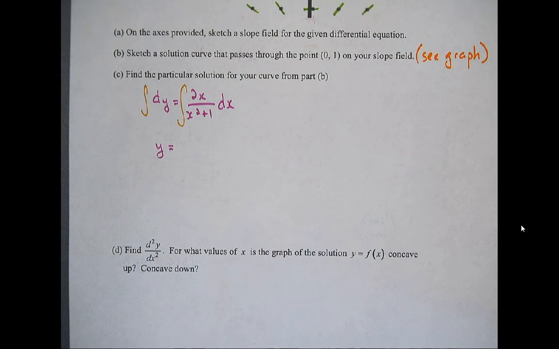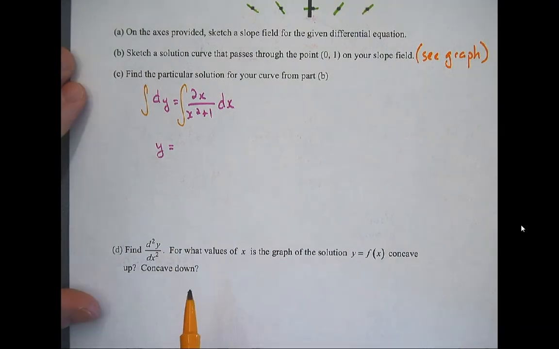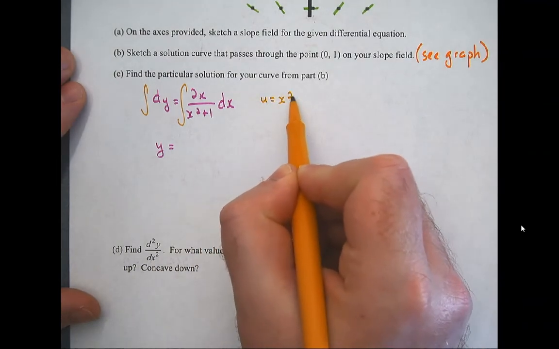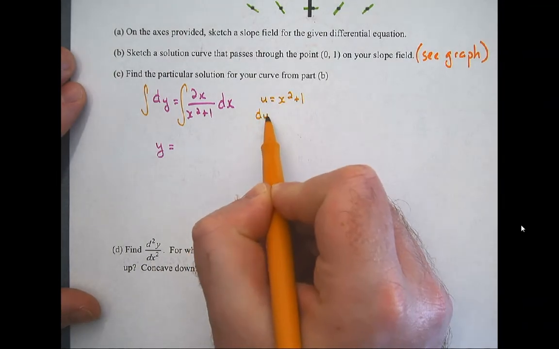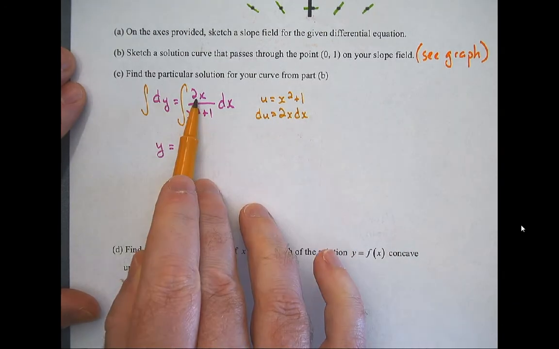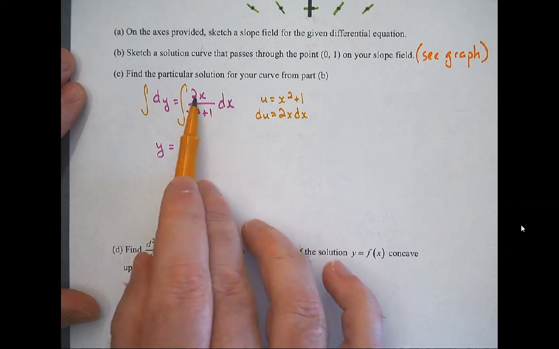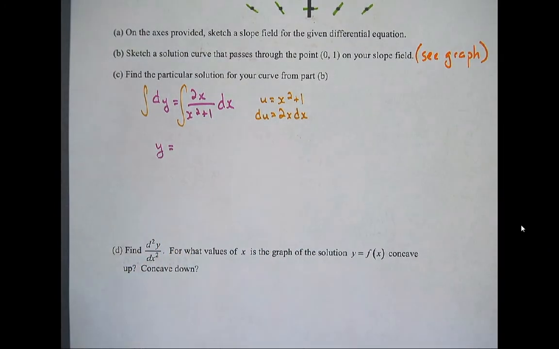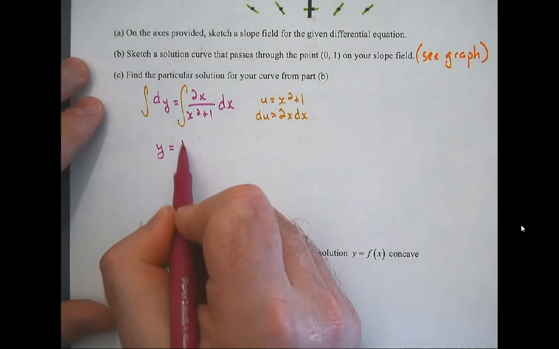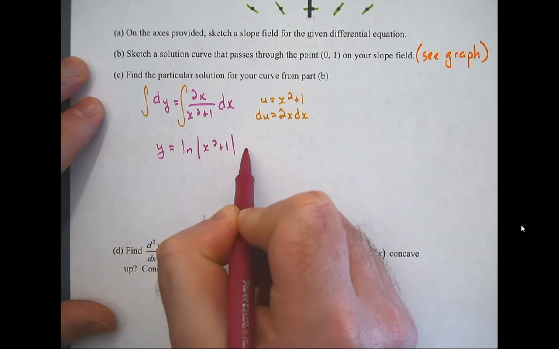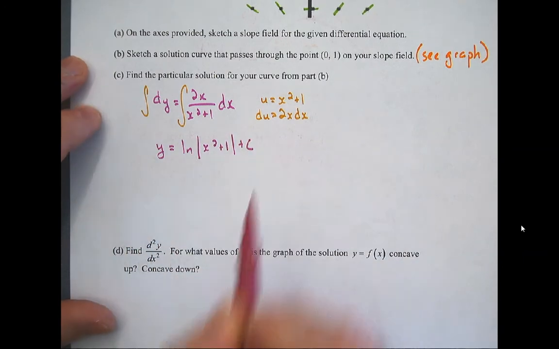Well, hopefully you thought of u-du, because we can't integrate this without u-du. So my u would be x squared plus 1. My du would equal 2x dx. Life is good because I've got everything that I need. My 2x and my dx are going to go together. So I really just have 1 over u. I don't have to make any corrections. So the integral of 1 over u is the natural log of u. My u was x squared plus 1, plus C.